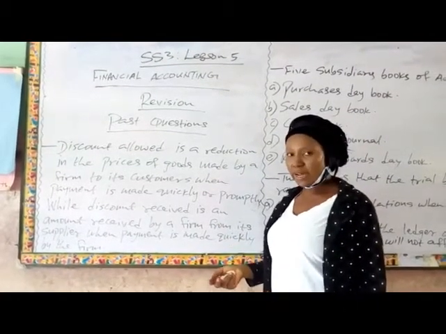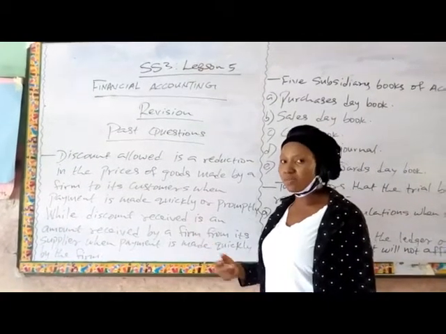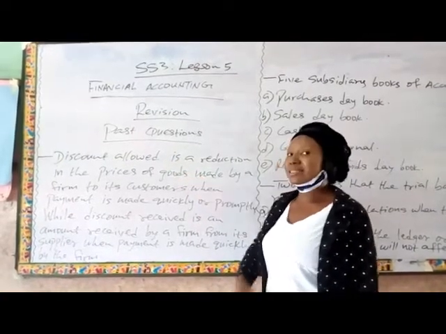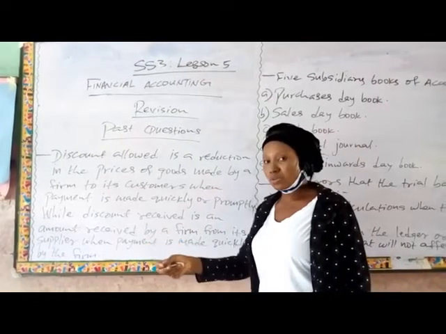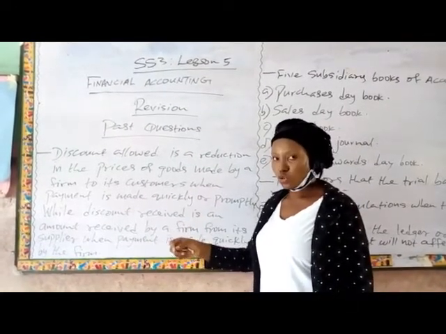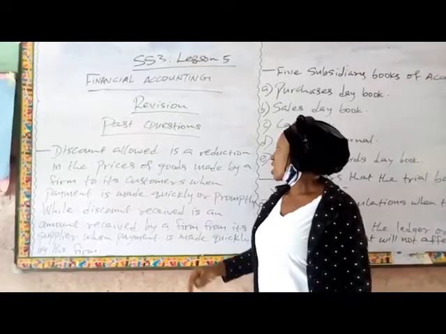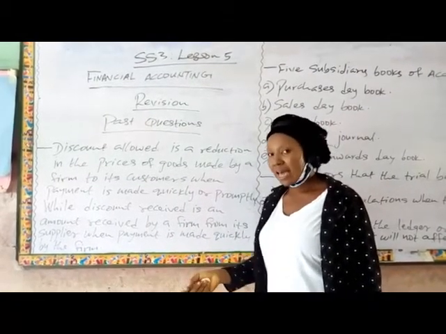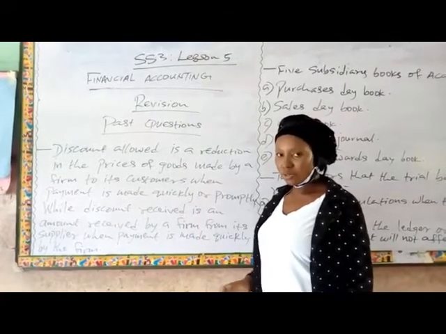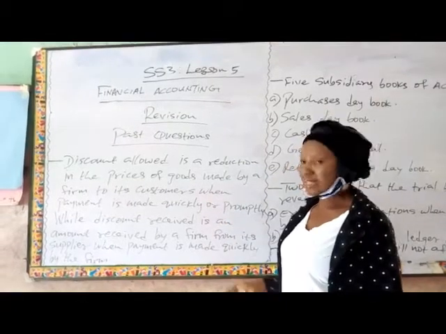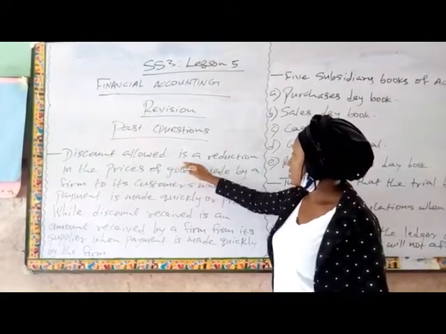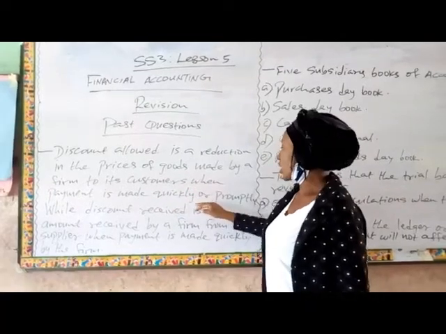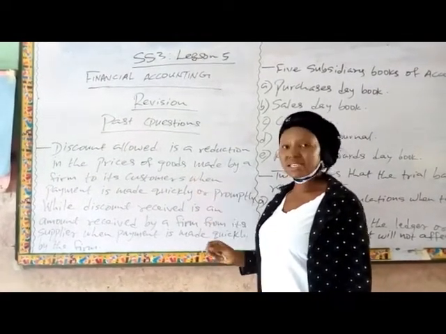As a student studying financial accounting, you all know that discount allowed is when a seller decides to reduce some amount of the cost of goods to his customer. I repeat, the reduction in the price of goods to a customer by a seller is called discount allowed. Discount allowed is a reduction in the price of goods made by a firm to its customer when payment is made quickly or promptly.